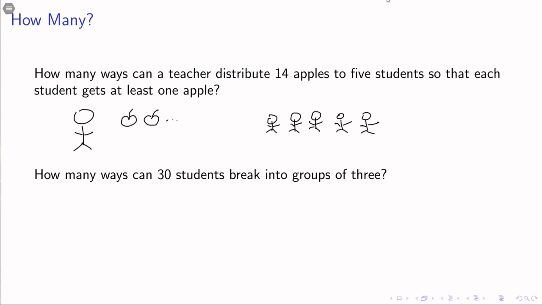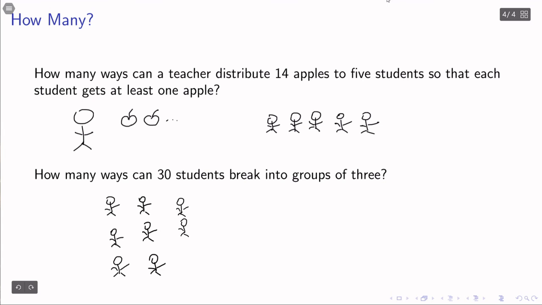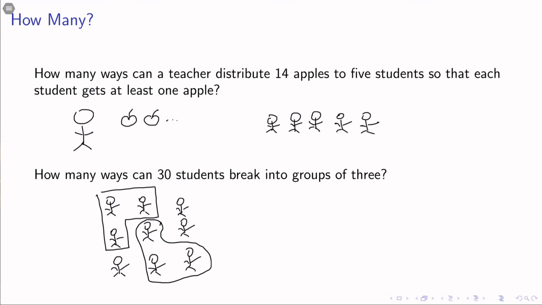Also, look at the second question. How many ways can 30 students break into groups of 3? Right, so you may have 30 of you in a tutorial section, for instance. Don't worry, I'm not going to draw 30 stick people here, just 9. And one possible way of grouping these 9 students into 3 groups of 3 is the following. Maybe we can do something like this, and the rest form another group, right? So that's 3 groups of 3. How many possible combinations are there?